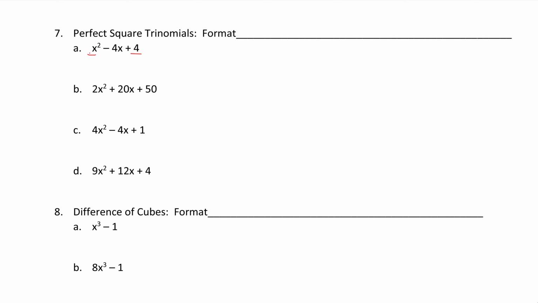So what do I do? If I have a squared, my answer will be an a plus b squared or an a minus b squared, depending on the sign in the middle. This is a squared minus ab plus b squared. Oh, sorry, that's plus. And this is going to be a squared minus ab plus b squared.